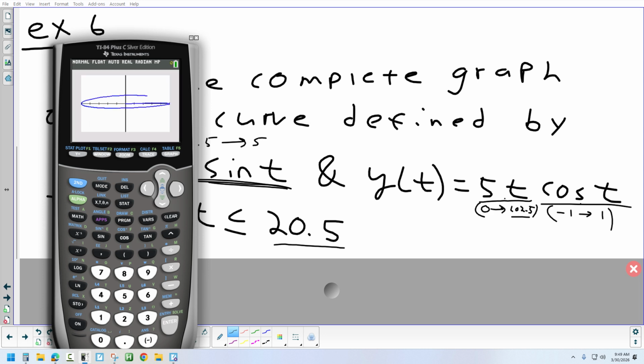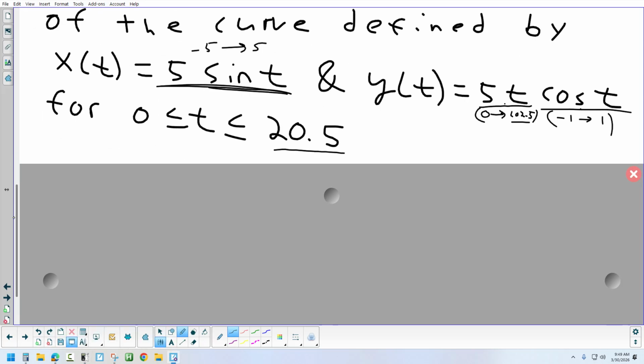So it's basically going back and forth, but it's going to continue getting higher and higher. It's kind of like a watermelon or something. I don't know. But that's what that graph looks like. Okay, any question on that one? All right, and the last one.